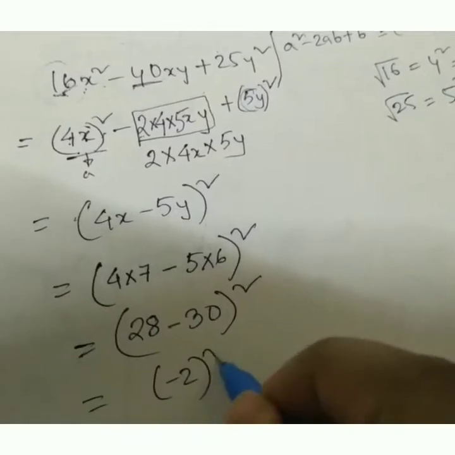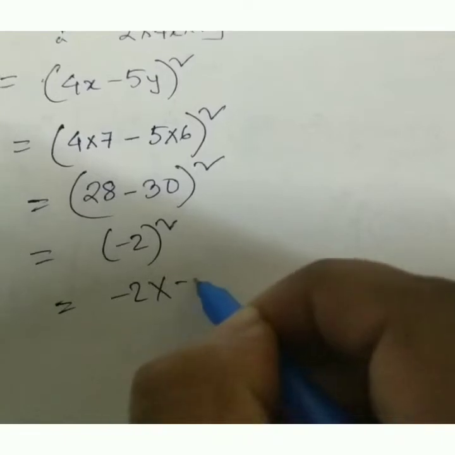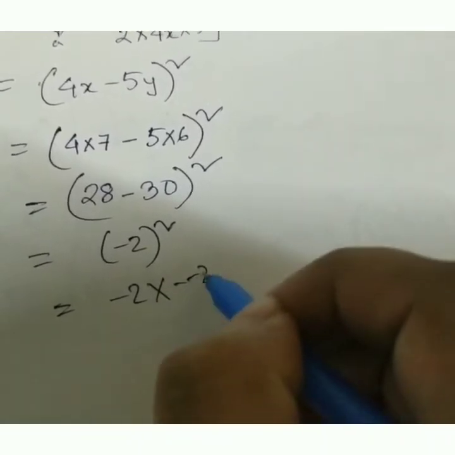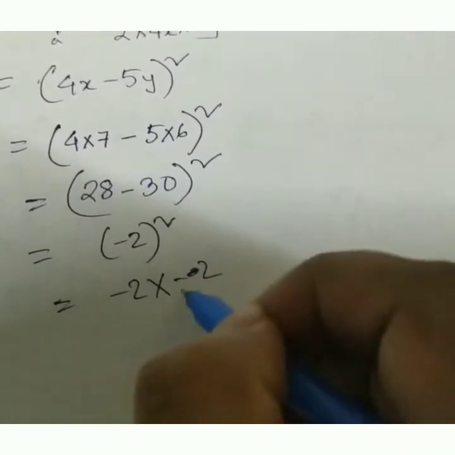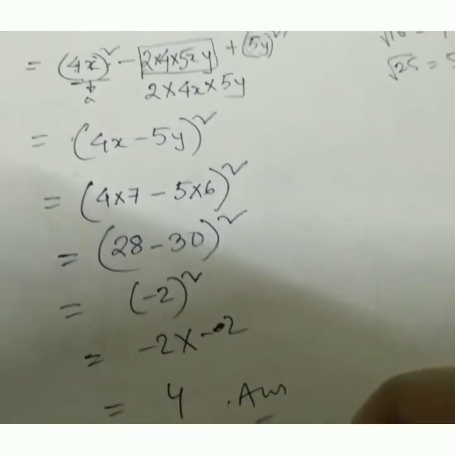So 28 minus 30 is what? Minus 2. So minus 2 whole square means minus 2 into minus 2. So minus into minus is plus. So 2 into 2 is 4. So the answer is 4.